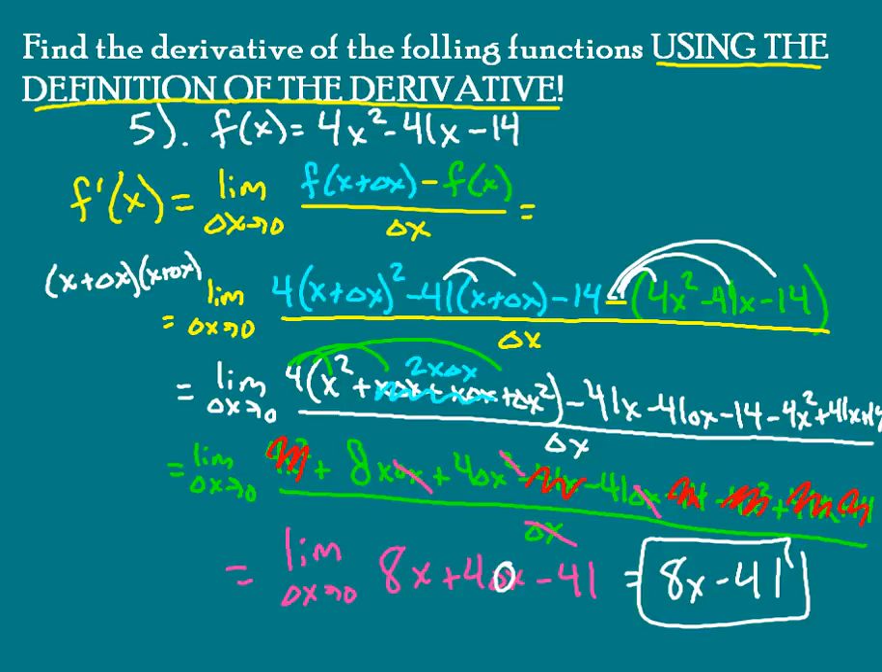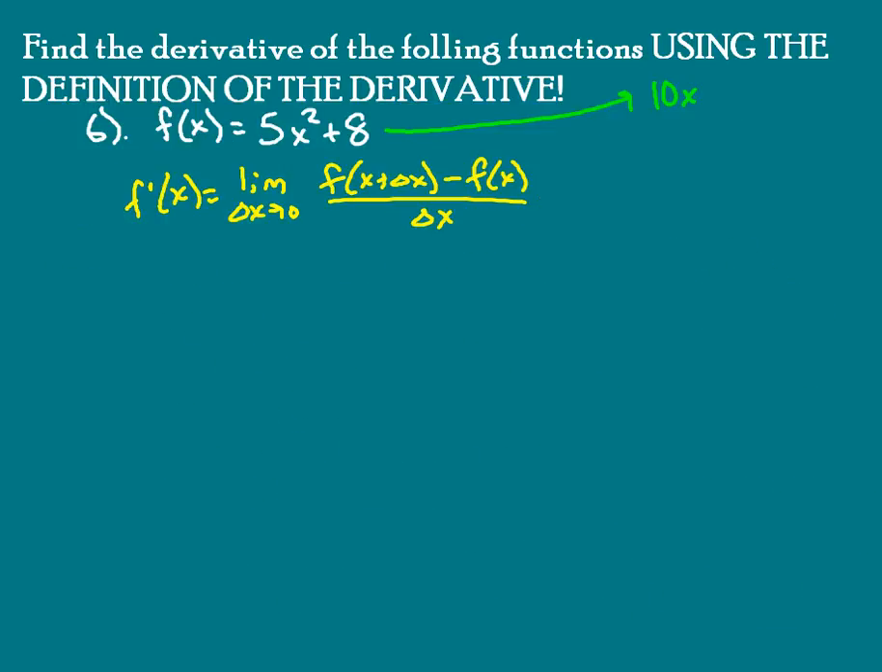If I go back to this other one, if I'd use the shortcut, 2 times 4 is 8, so 8x, and then this will be minus 41, the x goes away, and then the minus 14 is a constant, so it should be done. So look, I got the exact same thing for my answer as I should have. So let's look at this one now and say I need to get 10x as my answer. Let's see if I can do it.